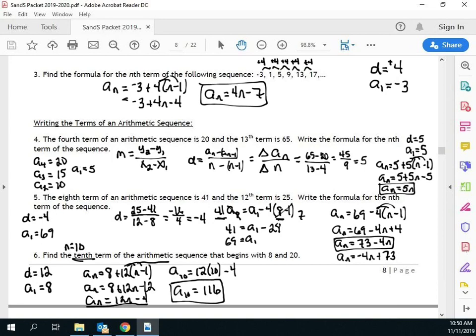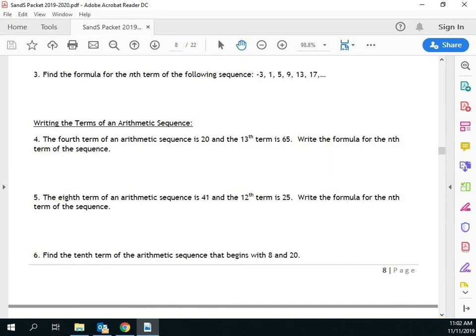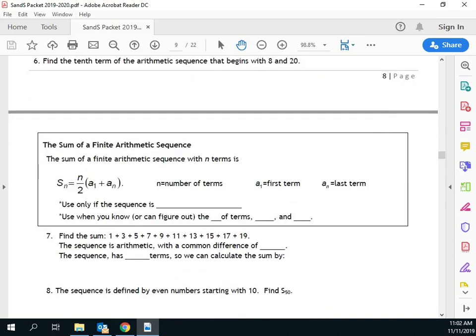Any questions? Good. Aiden, is that what you got? Yeah? Then it's right. It's what Aiden got.